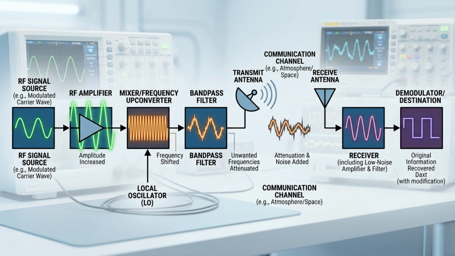In communication and RF systems, signals rarely travel directly from source to destination without modification. They pass through amplifiers, filters, mixers, antennas, channels, and receivers, each changing the signal in some way. These changes can affect amplitude, frequency content, phase, timing, or even the information carried by the signal.